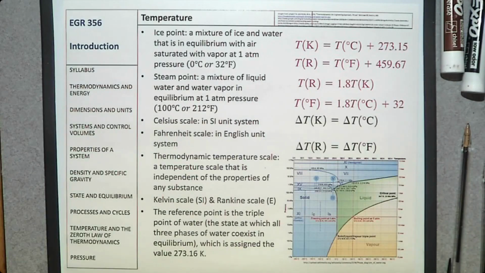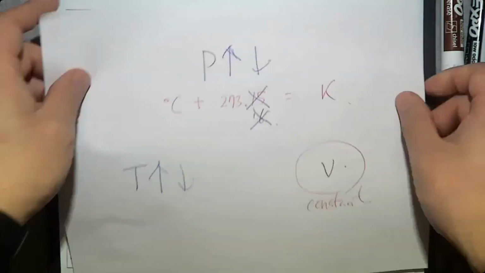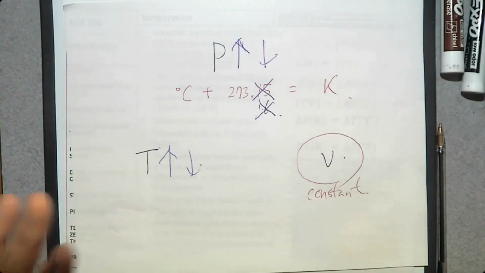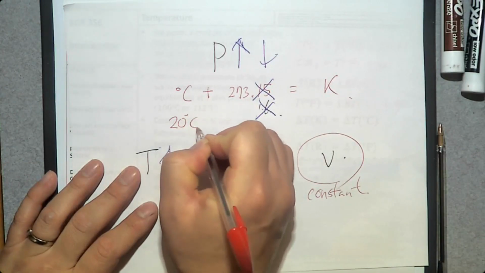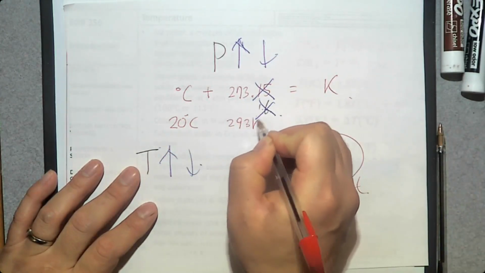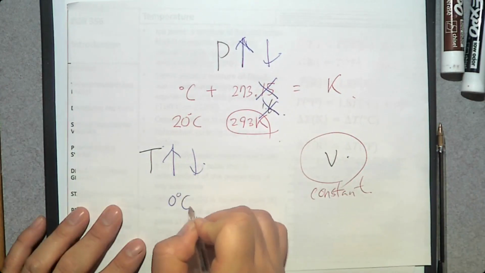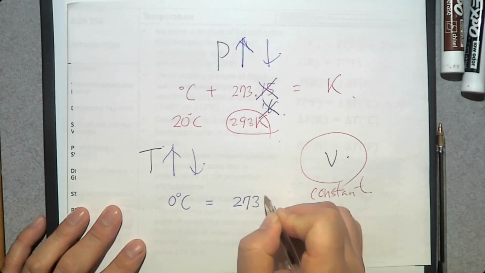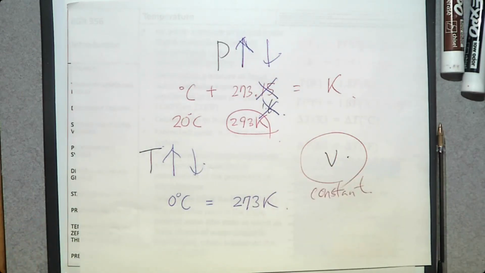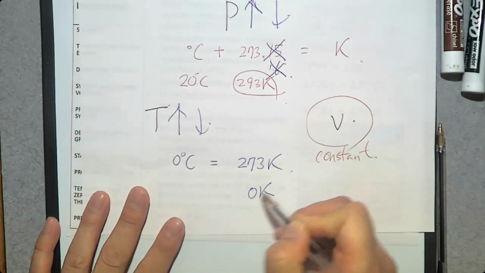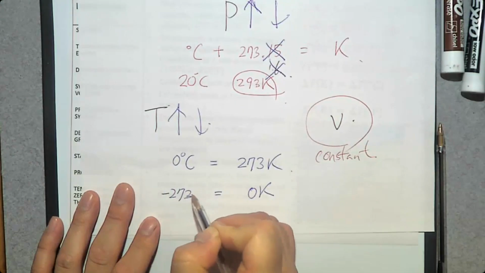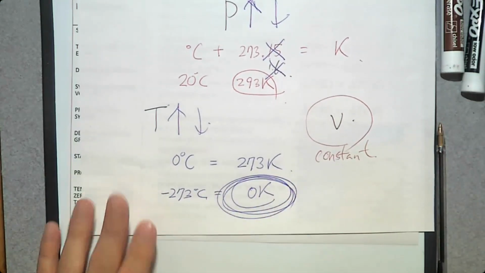I didn't discuss why we use Kelvin. If the room temperature is 20 degrees Celsius, in Kelvin it's going to be 293 Kelvin. So the temperature in this classroom is 293 Kelvin. If the temperature is 0 degrees Celsius, it's 273 Kelvin. Minus 100 degrees Celsius is 173 Kelvin. What is 0 Kelvin? That's absolute zero. What is the temperature in degrees Celsius? Minus 273 degrees Celsius.